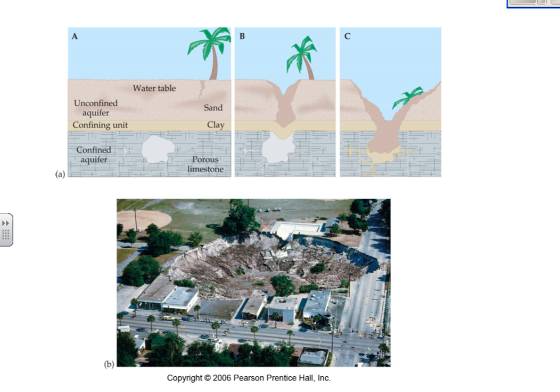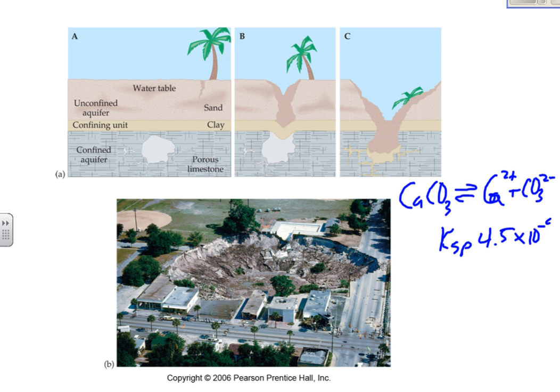And limestone, let's see if I can write this over here. Limestone is calcium carbonate. And the dissolving of this gives calcium 2 plus and CO3 2 minus. And the Ksp for this is actually fairly small, 4.5 times 10 to the minus 9th. So it doesn't dissolve to any great extent in water.